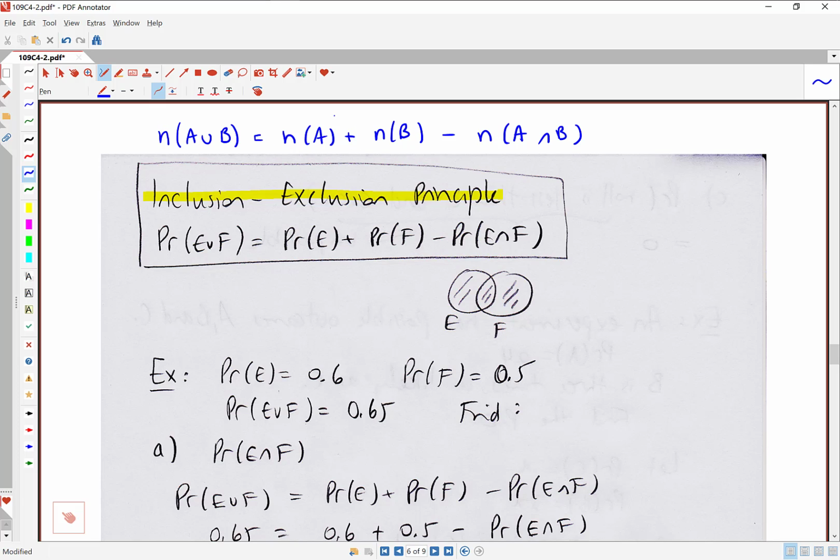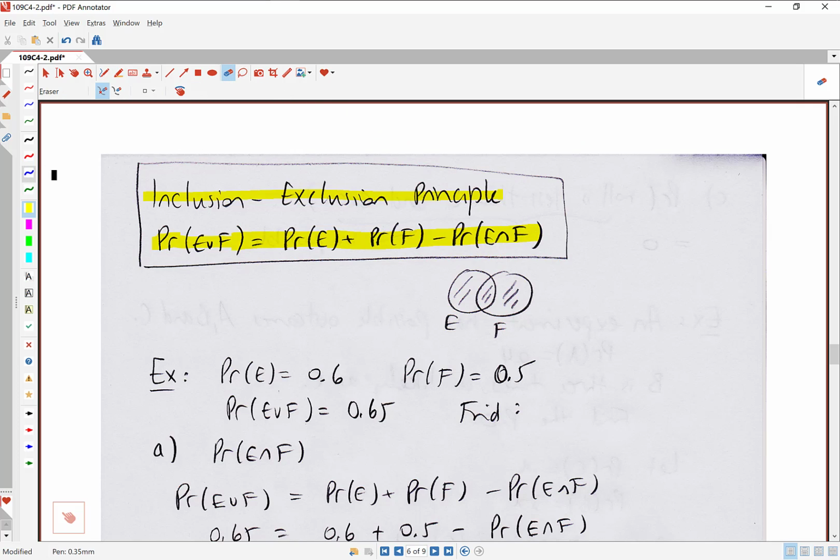Now, we're just going to do another version of this for probabilities. So instead of saying N, we're going to say probability. And instead of calling our sets A and B, we're going to call them E and F, just because that's a bit more common when we're working with probabilities. So probability of E union F equals probability of E plus probability of F minus probability of E intersect F.